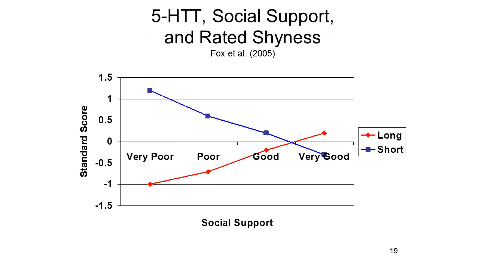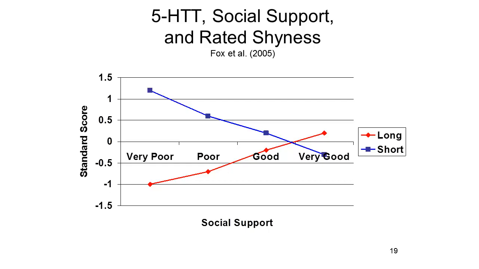And you can see the same interaction on another measure taken in this study, where the mothers were simply asked to rate how shy their children were. And again, children with the short 5-HTT genotype and very poor levels of social support scored very high on these ratings of shyness. Children with a long 5-HTT genotype did not. And again, if the children enjoyed good or very good levels of social support, the genotype didn't make much difference.